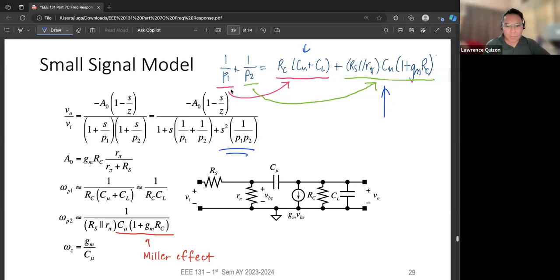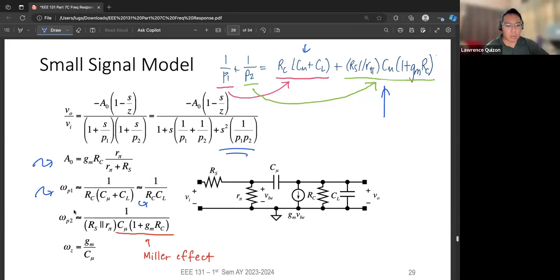So basically, what do we get from that? A0 is still the low frequency gain that we expect from a CE amplifier with the source resistance. Omega P1 is 1 over RC times C mu plus CL, no? If C mu is much less than CL, then it still becomes 1 over RC times CL, no? But C mu could also still be interpreted as leaking into the output, no? This is more accurate.